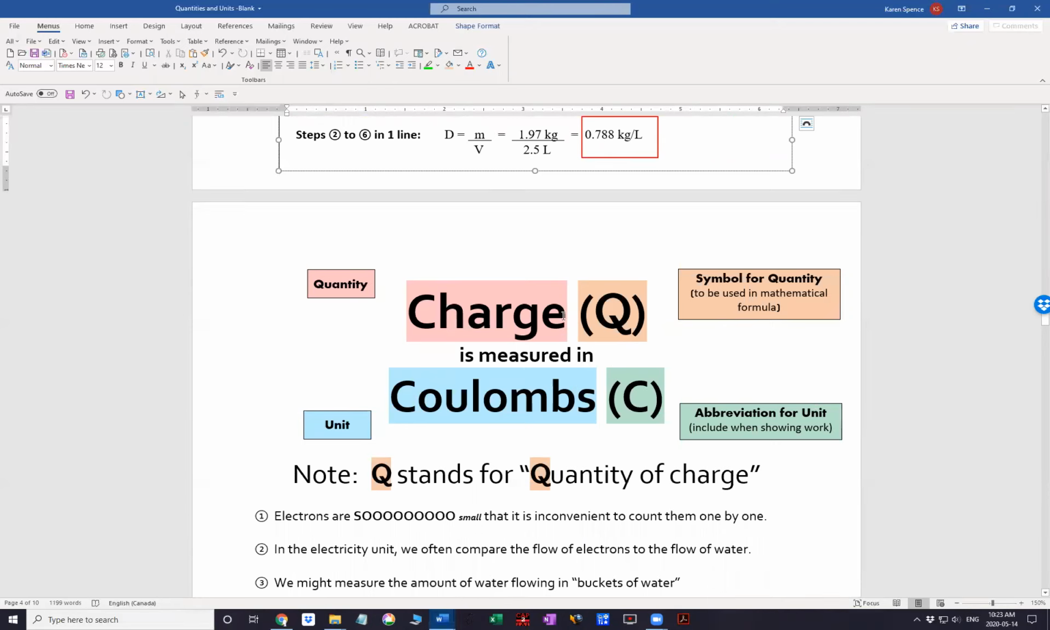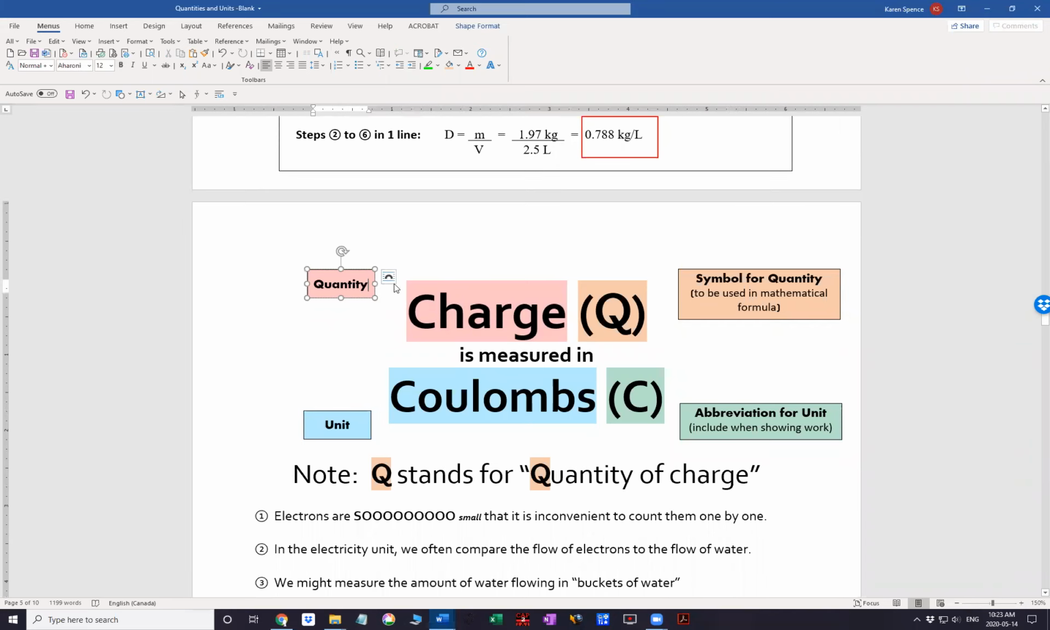So for example, one of the things that we deal with in electricity is charge, because in electricity, charges are flowing. So if you have a wire, there's electrons flowing through that wire. Okay, that's what electricity is. It's from the word electron. It all comes from the same root.